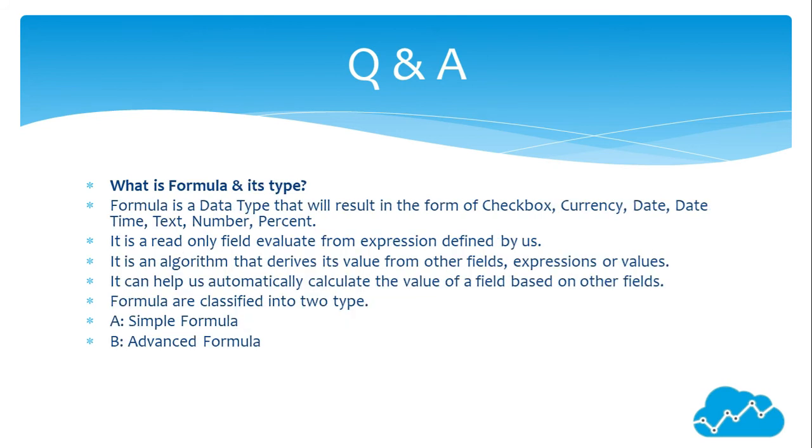What is a formula and its types? Formula is a data type that results in a checkbox, currency, date time, text, number, or percent. It is a read-only field evaluated from an expression defined by us. It is an algorithm that derives its value from other fields, expressions or values. It can help us automatically calculate the value of a field based on other fields. Formulas are classified into two types: simple formula and advanced formula.